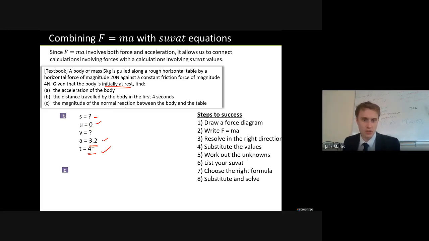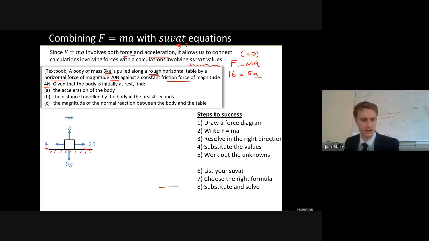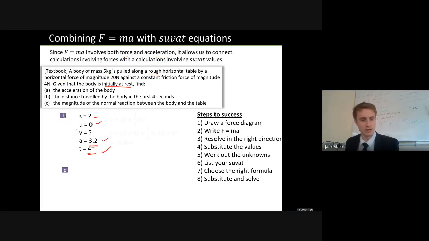The magnitude of the normal reaction between the body and the table. Well, we probably need to go back for that one. The magnitude of the normal reaction, that's that one there, isn't it? Between the body and table. What is R going to be in this situation? Are you expecting it to float away or sink into the table? Hopefully your answer is no.